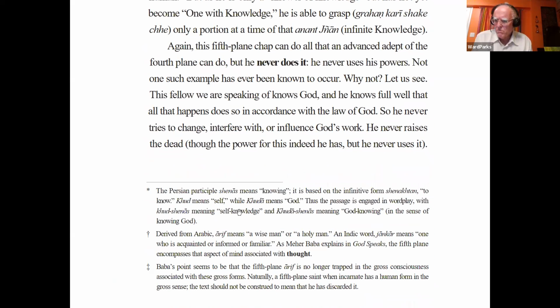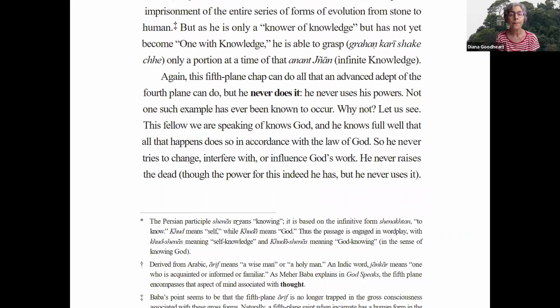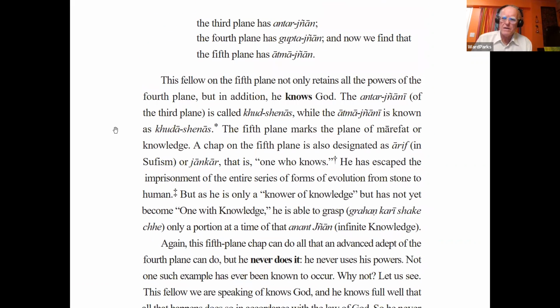And maybe this note is worth reading. The Persian participle shanas means knowing. It is based on the infinitive form shanaktan, to know. Kod means self, while koda means God. Thus, the passage is engaged in wordplay with kod shanas, meaning self-knowledge, and koda shanas, meaning God knowing, in the sense of knowing God. This is wordplay that happens a lot in Persian and Urdu literature.